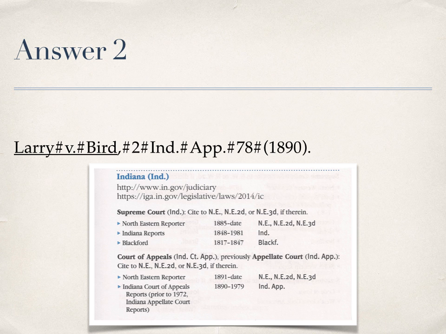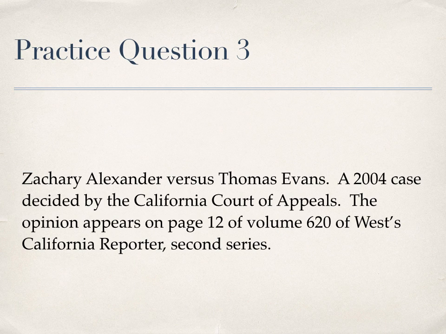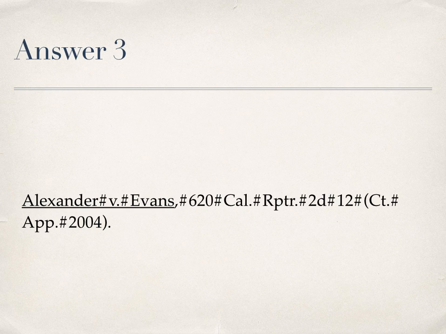Let's try one last practice question. Once again, pause this podcast until you've crafted your answer. So how did you do on this one? Using T1, you should have discovered that the preferred reporter for California Court of Appeals cases is the California Reporter, abbreviated CAL, C-A-L, Reporter RPTR period.